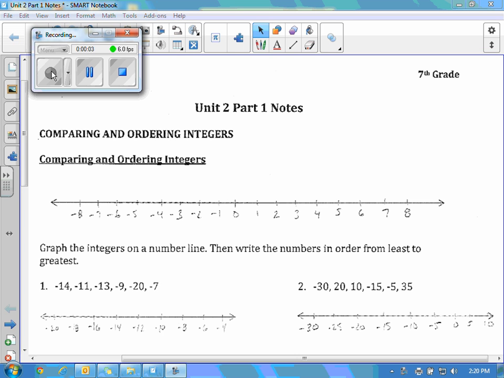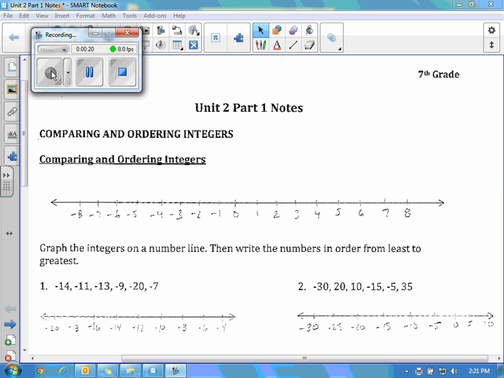All right, seventh grade students, you made it through Unit 1. We are moving on to Unit 2. In Unit 2, we're going to start by talking about comparing and ordering integers. We'll also talk about the coordinate plane in Unit 2 before we move on to integer operations.